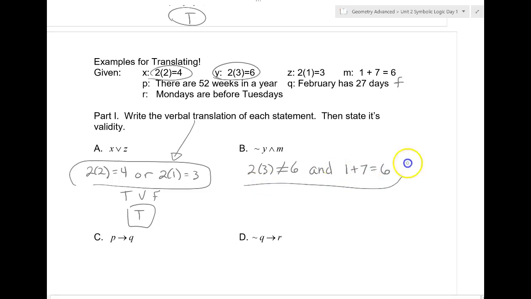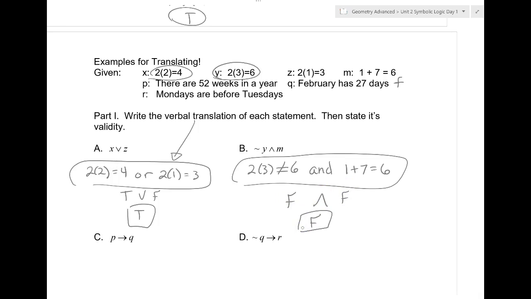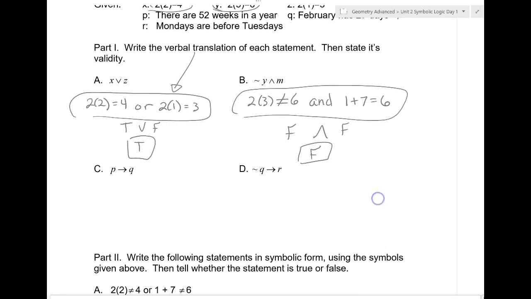Now, that's our translation. But what's my validity of this? So that's false and false. So it's what? False. Well, you negate something if it was true. If you negate something that was false, it becomes true. It just matters what the statement validity is. Because 2 times 3, not 6, that makes it a false statement, right? Not equal to 6.